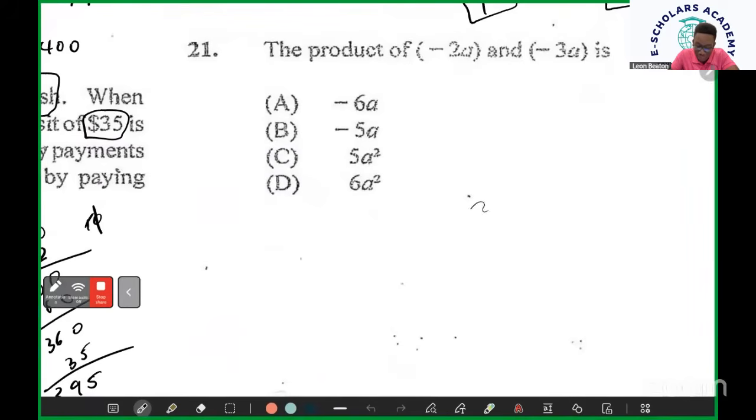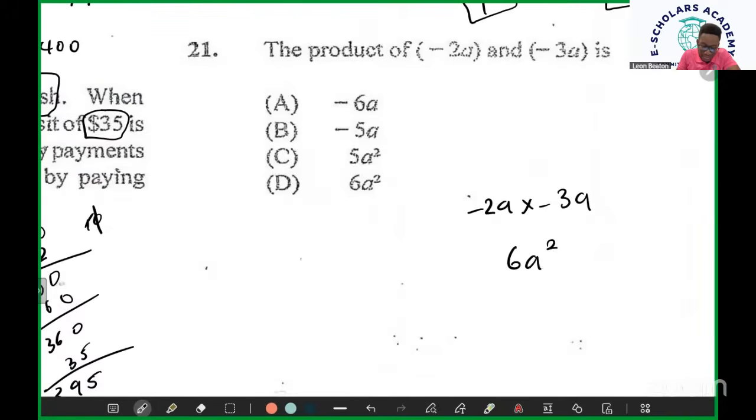The product of negative 2a and negative 3a is, so this is easy. Negative 2 times negative 3 would give us a negative, and a negative is a positive. 2 threes are 6, and a times a would give us a squared. So we know this is D.